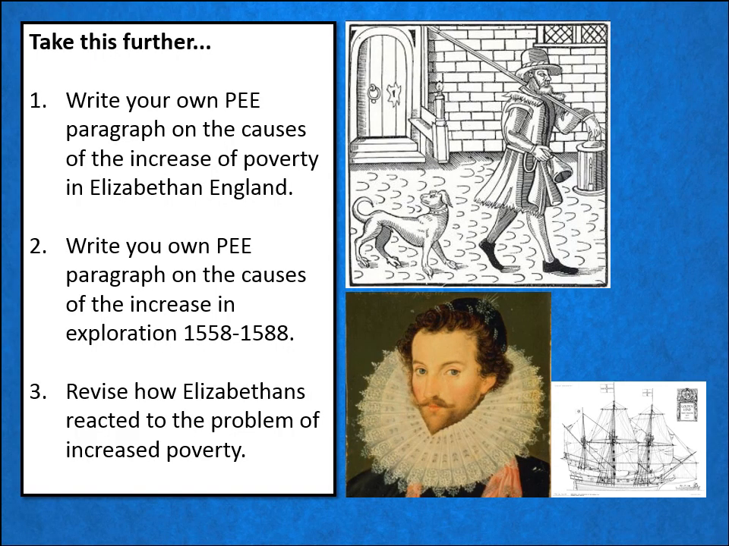So finally, you might want to take this a little bit further. If you do, here are 3 ideas of activities that you could try. You might firstly want to write your own P paragraph on the causes of the increase of poverty in Elizabethan England. Or you might like to return to the alternative question we were looking at on exploration and write your own P paragraph on the causes of the increase of exploration.